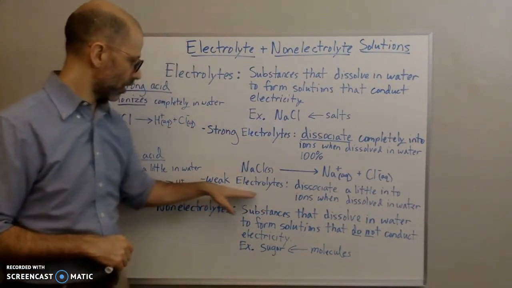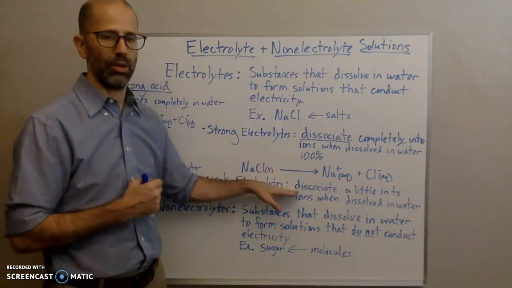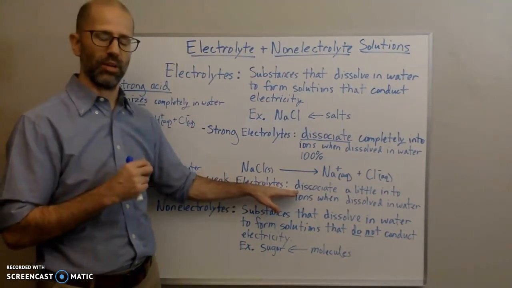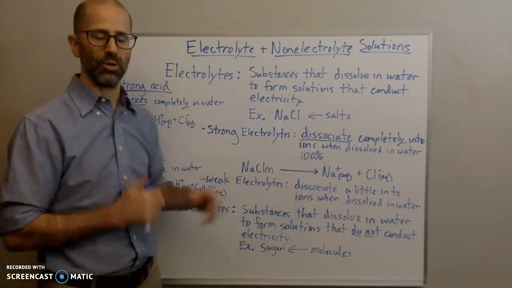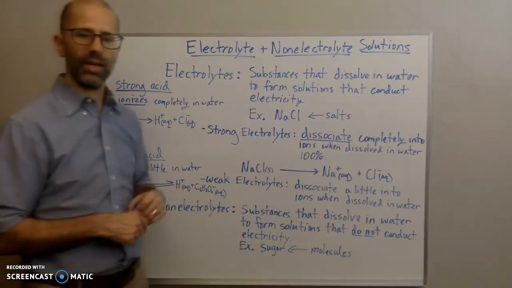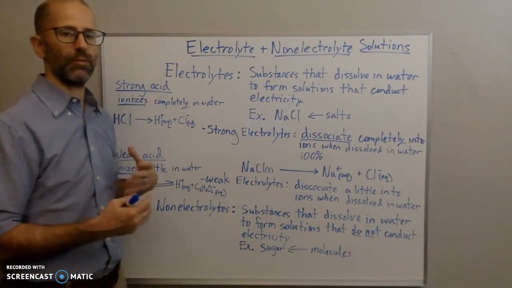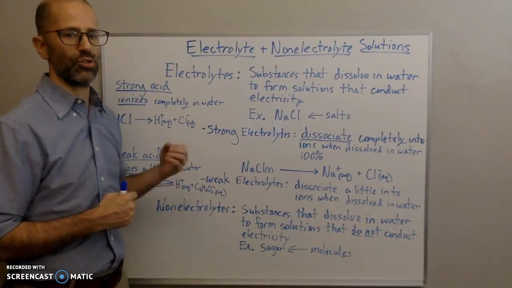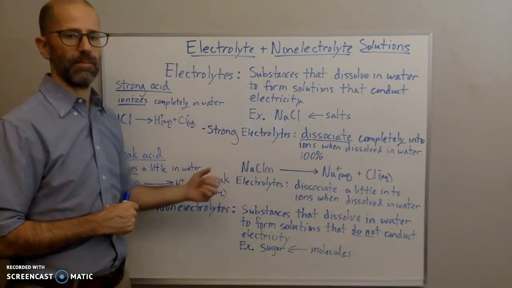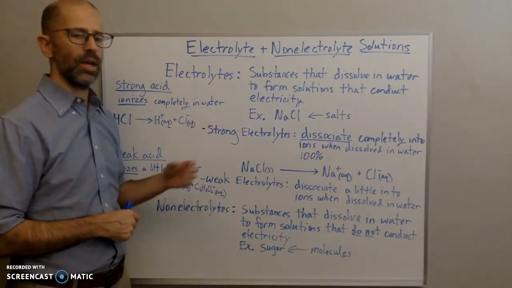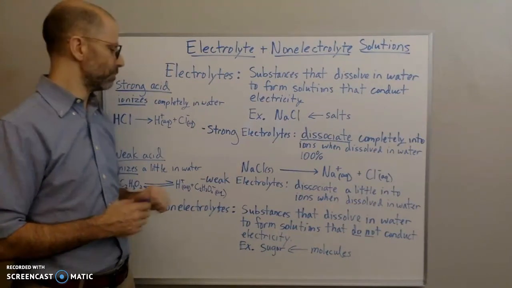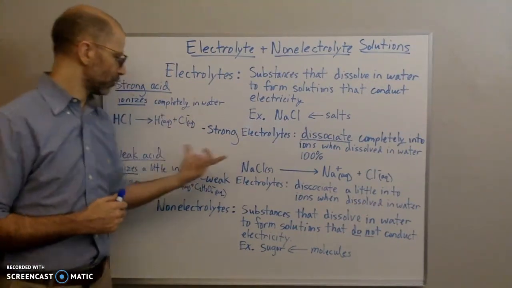Weak electrolytes are where you dissociate a little bit in water, not 100% dissociation. In fact, it's going to be very, very little dissociation in water. And so that would be a weak electrolyte. So the difference between a weak electrolyte and a strong electrolyte is that the strong will dissociate 100%, completely dissociates in water. A weak electrolyte dissociates a tiny bit in water. So a couple of examples.